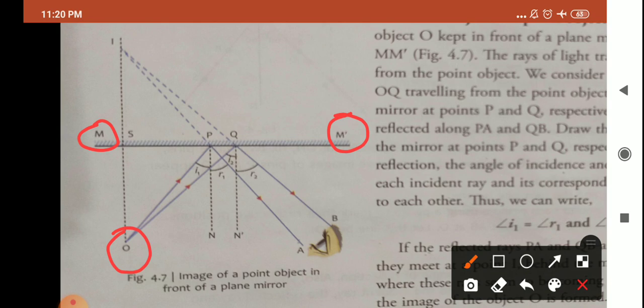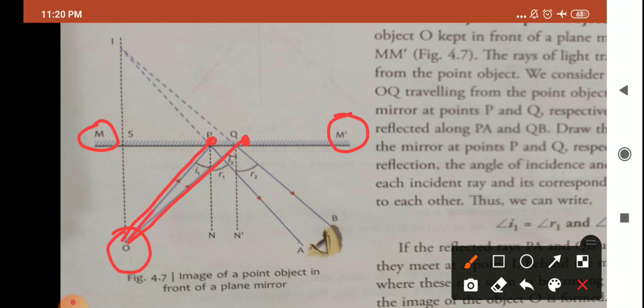Now suppose many rays are going to come from this point object, but for image formation we are going to consider only two rays, that is OP and OQ. Now as you know, as soon as these rays are incident on this mirror, they are going to reflect.